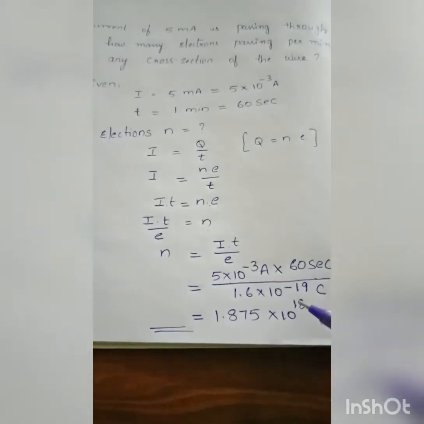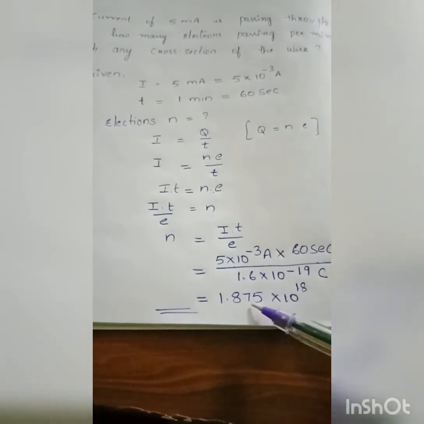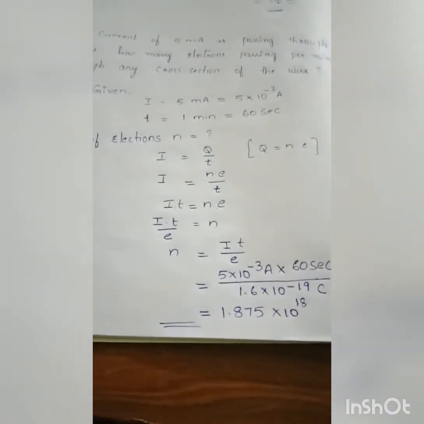So if you simplify this, you will get the answer as 1.875 into 10 power minus 8. As it is a number, there is no unit.